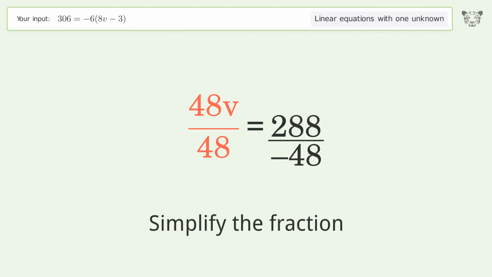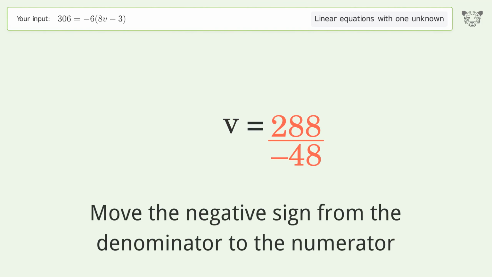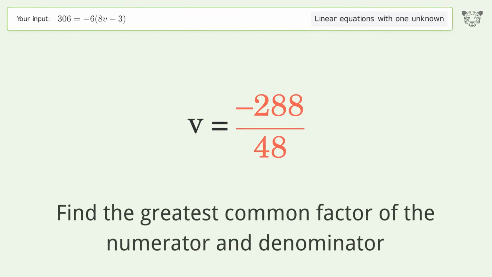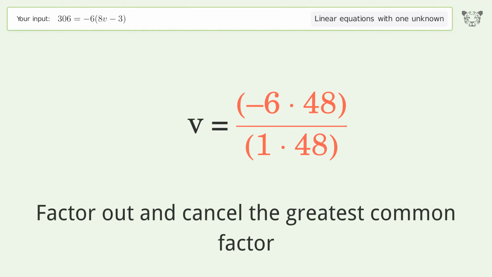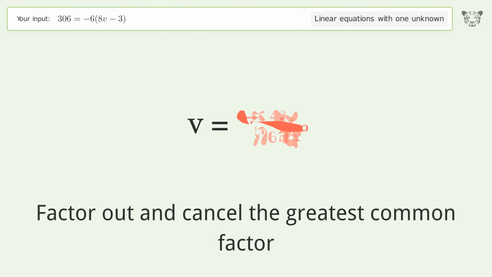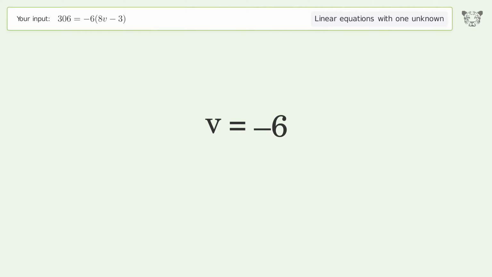Simplify the fraction. Move the negative sign from the denominator to the numerator. Find the greatest common factor of the numerator and denominator. Factor out and cancel the greatest common factor. And so the final result is v equals -6.